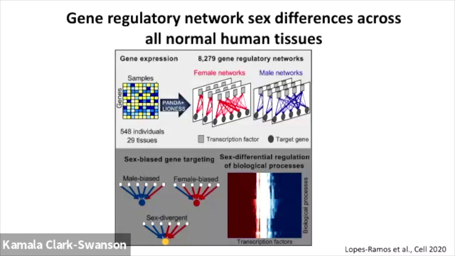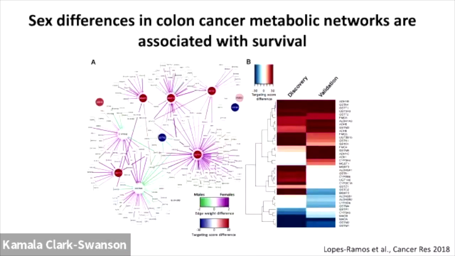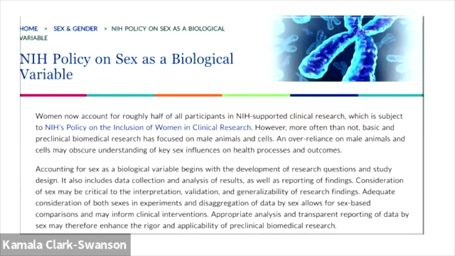Let's go through a list of things where we have identified sex differences. Gene regulatory network sex differences in normal tissues, COPD with metabolic networks, fine. Looking at colon cancer, we're also seeing differences in metabolic networks. Great. Hence the reason we have things like the NIH policy on sex as a biological variable.